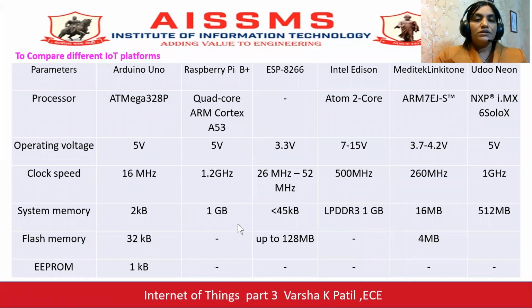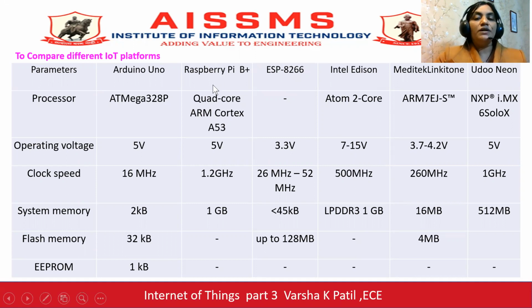In case of all these IoT platforms, which one is to be chosen and which one is to be discarded for the application can be decided with the help of this particular table. The table shows the parameters, and the candidates in the race are Arduino Uno, Raspberry Pi 3, then ESP8266, that is called Node MCU, Intel Edison, MediaTek Linkit, and Udoo Neo. Some of the candidates are taken into consideration and we can have the comparison.